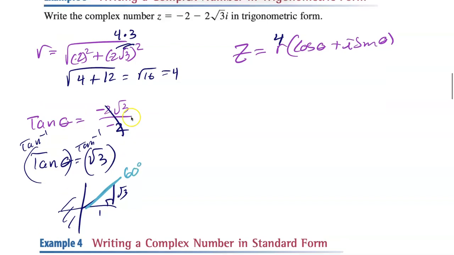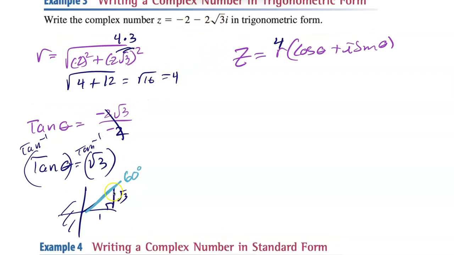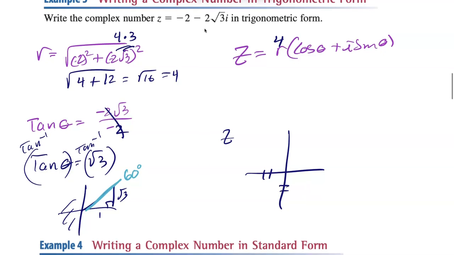There's one thing we got to check. We have to make sure we're in the right quadrant, because tan inverse only goes quadrant 1 and 4. What quadrant is this in? So graph it. If you graph z, we're going to go negative 2 and negative 2 root 3. So we're going to be over here. We should be in quadrant 3. That's not the correct quadrant. So how do you fix it? Fixing tan is really easy. All we have to do is add 180 to go half a circle to the right quadrant.